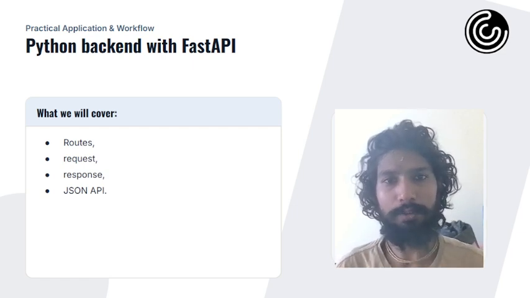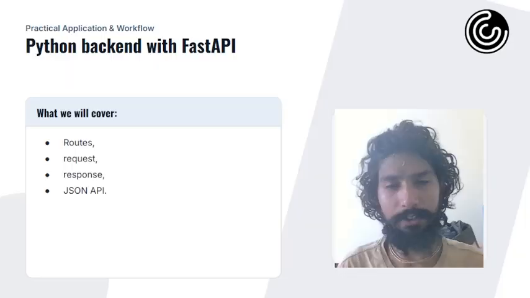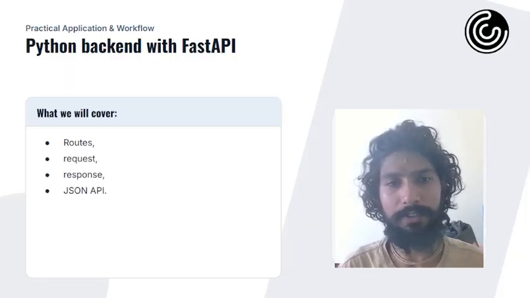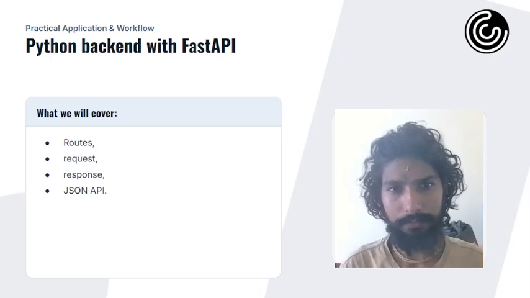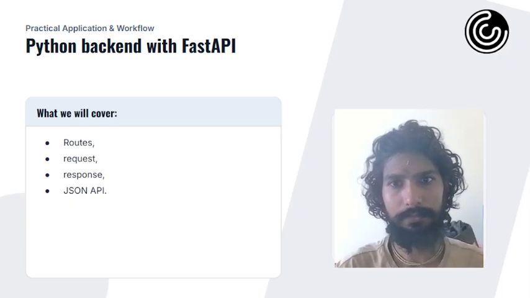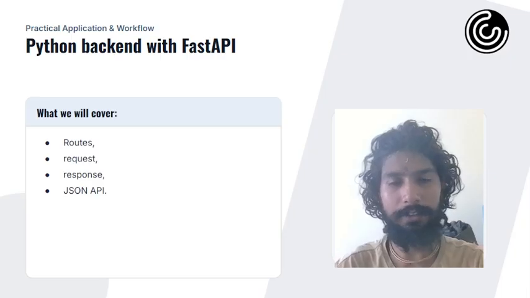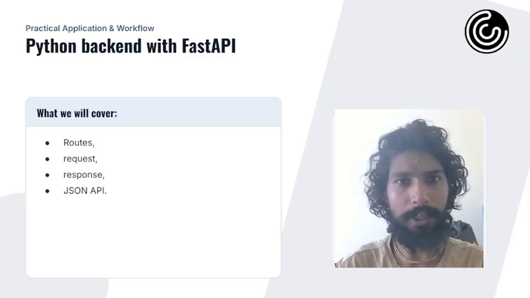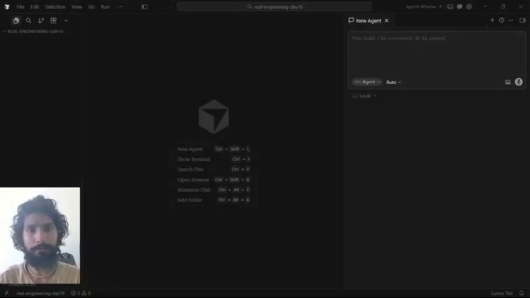Today we will create two backend API endpoints: /health to check whether the server is running, and /courses to return a list of courses. So first, let's open the terminal in Cursor. Let me switch to the Cursor screen.